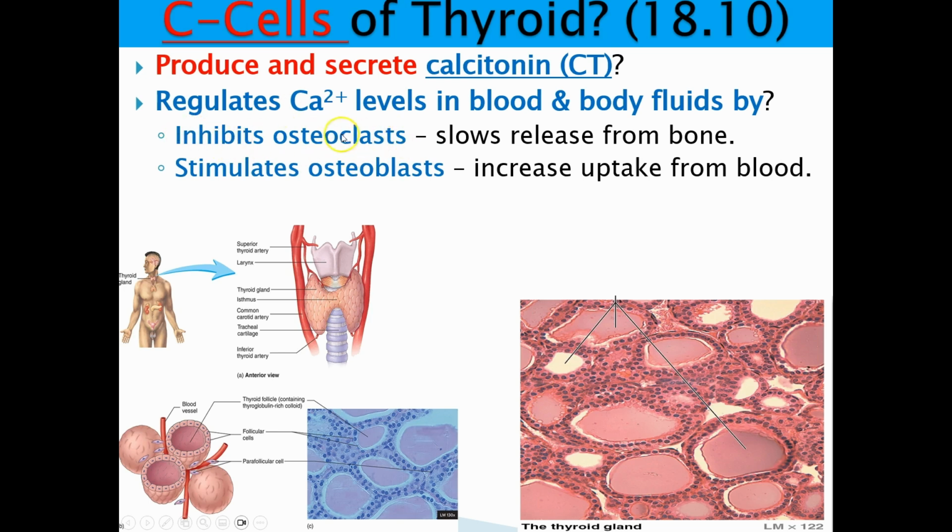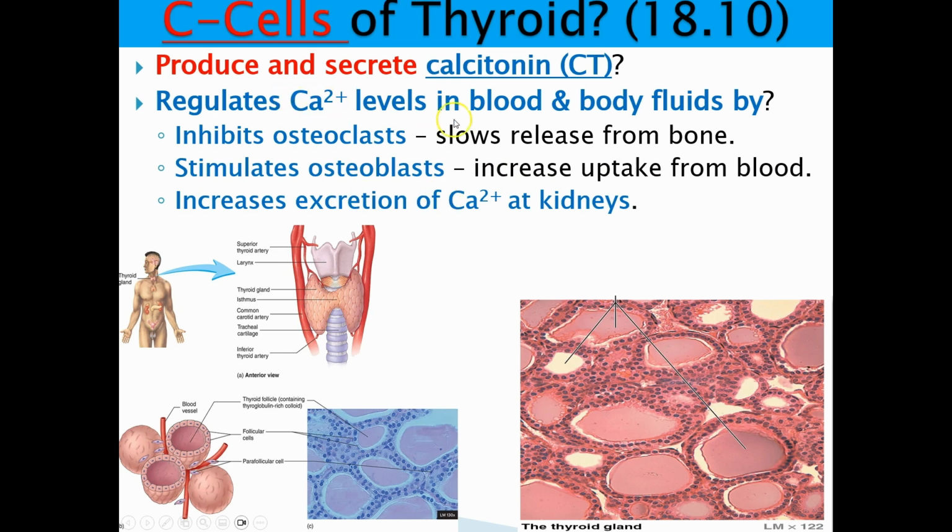Certainly it inhibits the osteoclast because those are the things that break bone down and would release calcium. But notice it's going to stimulate the osteoblast. To me, that's the important part to recognize because this is going to increase the uptake from the bloodstream, which means ultimately calcitonin is going to cause a decrease in blood calcium levels.